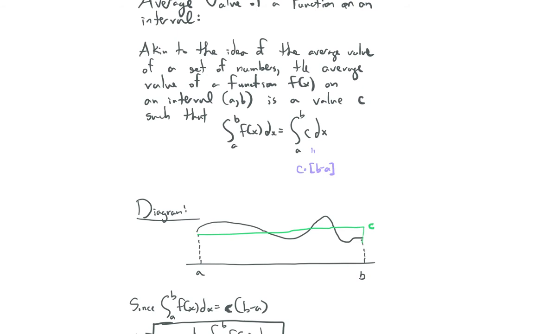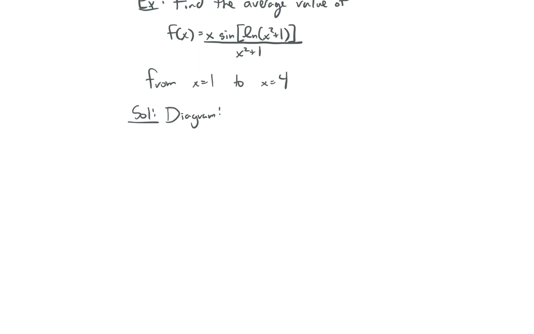And if we're looking to find this c, let's just divide both sides by b minus a. So there we go. That value c, that average value of our function, is just the integral of our function between a and b divided by the length of our interval, b minus a. So the average over this interval is the integral divided by the length of the interval. Great. Okay, so let's try this.